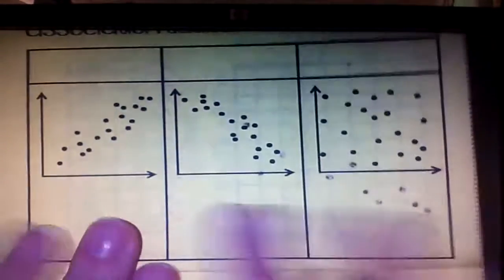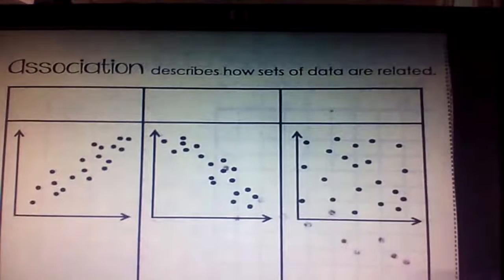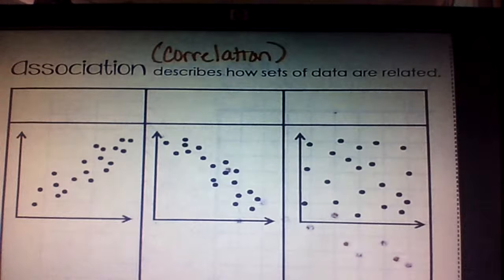All right. If you flip the page, at the top, it says association. Guess what? This is just another word for correlation. So they can interchange those two words. They can call it an association or a correlation. It just describes how sets of data are related. So positive, negative, or none.